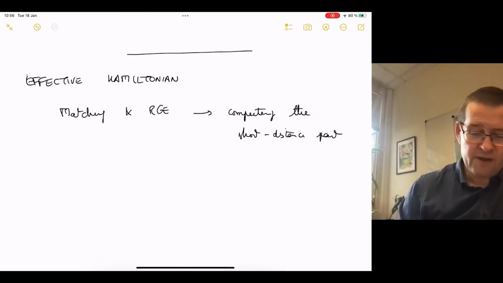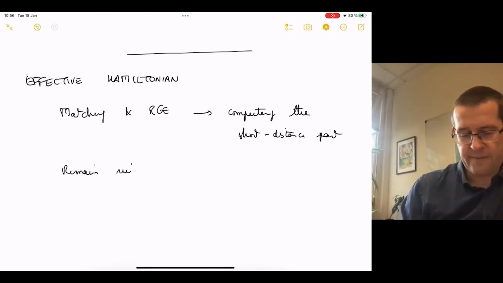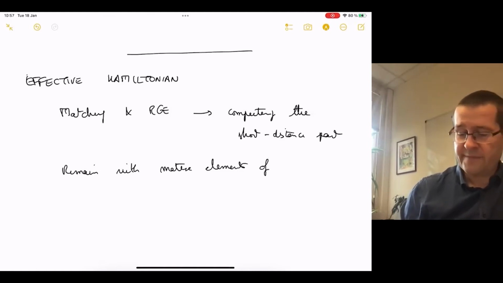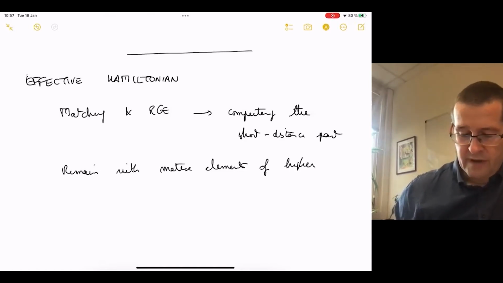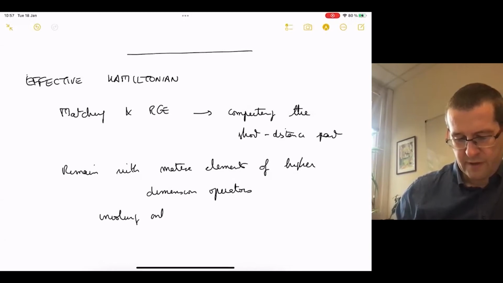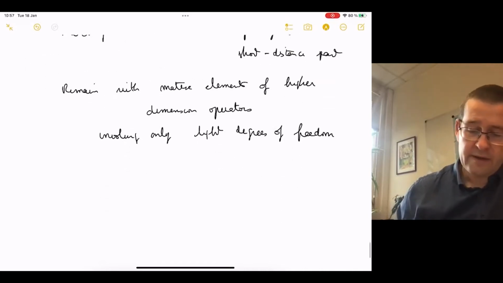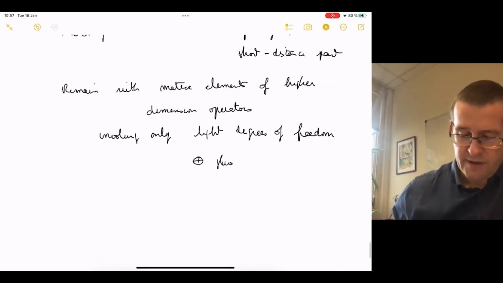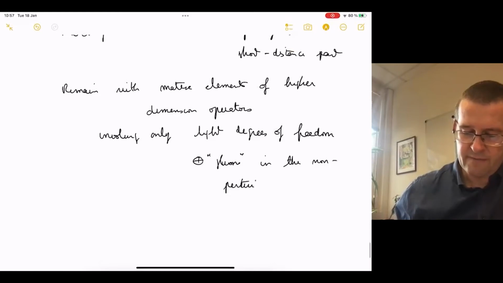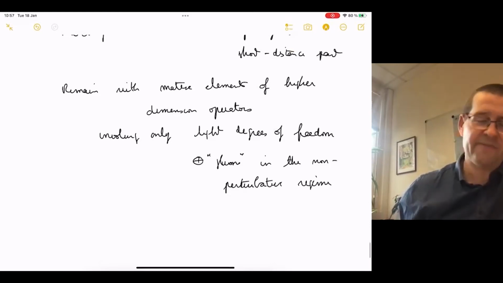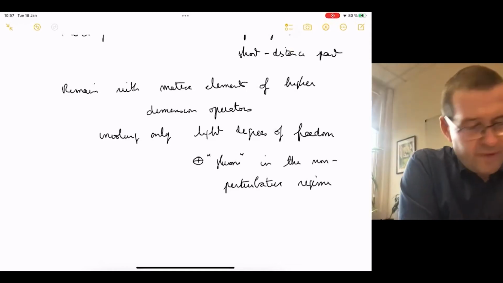And then the point is that now you remain with matrix elements of higher dimension operators involving only light degrees of freedom, and especially gluons in the non-perturbative regime, even though obviously talking about gluons in this case is a bit of a stretch, but at least you get the idea.